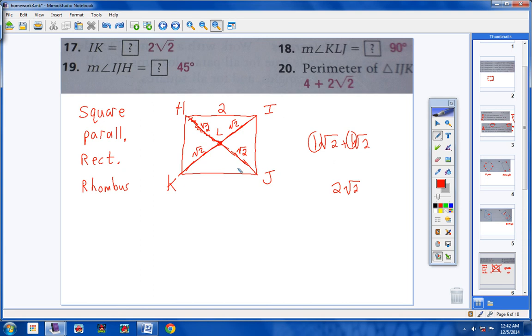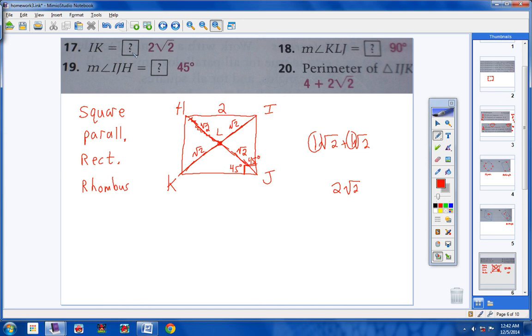IJH. Now, guys, think about this. We know this angle here is a right angle because we have a square. Okay, but we also have a rhombus because a square is a rhombus. And what do we know about rhombi? We know that the diagonals bisect the angles. That means this angle here is cut in half. So this little angle here is 45 degrees, and this little angle here is 45 degrees. Remember, we learned that in the video. The diagonals of a rhombus bisect the angles. So the measure of IJH, I down to J and up to H, this angle here would be 45 degrees.